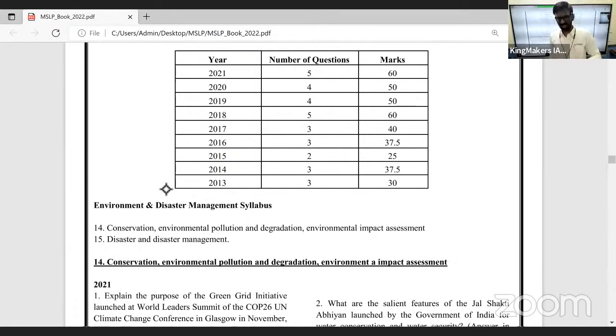Mains is very restricted. Degradation covers pollutions and all those things: global warming, pollution, ozone depletion, and pollution has plenty of types. So the preparation should be that you have an idea about all the types of pollution: air pollution, water pollution, land pollution. If they ask this much in the static part, we keep it ready and manage. Have examples for every pollution. Any standard book, like the King Makers book, has a lot of examples for every type of pollution.